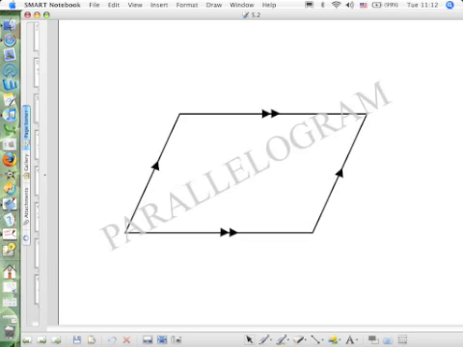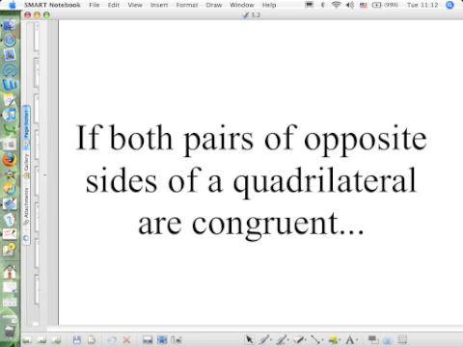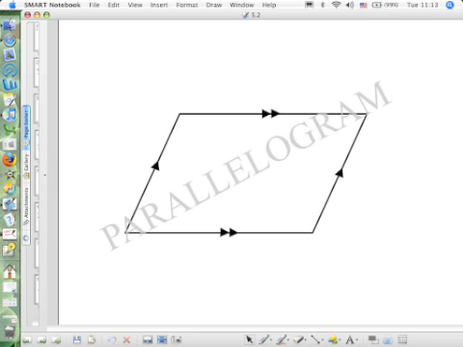So if you know this information, then you know you are dealing with a parallelogram, which leads you to other information. Okay? Parallelogram. So now we're gonna say opposite angles. What's an opposite?